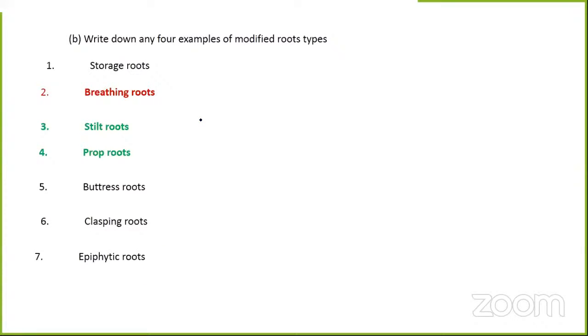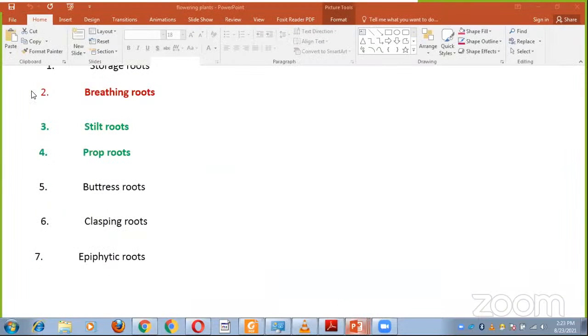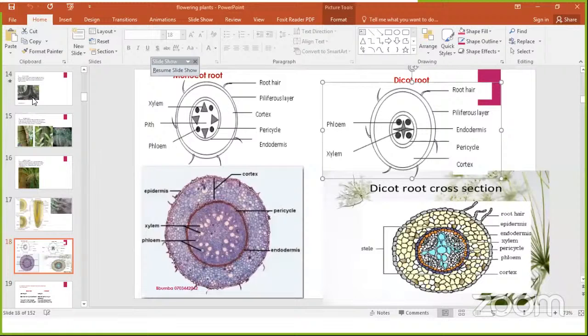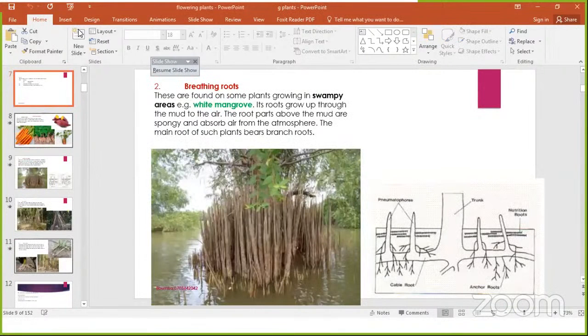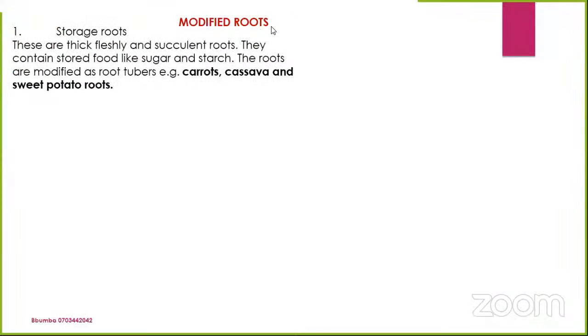It says write down any 4 examples of modified root types. Now, we had looked at different examples of modified roots, but some of you have forgotten. If I can just play this very fast, just to remind you. I think some of you had joined us before we had looked at this modified roots slideshow.